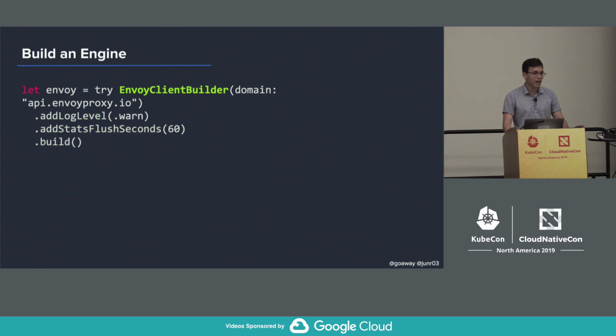So the first thing that you do is you build an Envoy client, and this is the object that is actually instantiating and managing the lifecycle of the engine underneath, and it's also the interface that is used in order to make network calls. When you build the Envoy client, we also expose configuration points at this level. For example, you can change the logging of the engine or even the stats flushing interval.